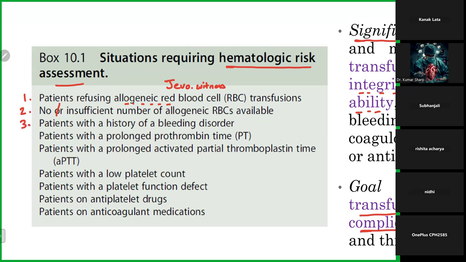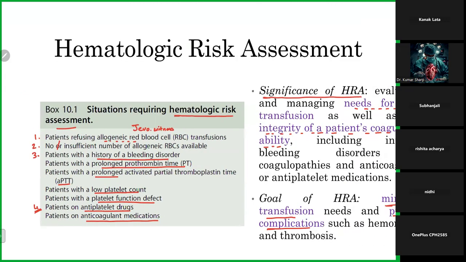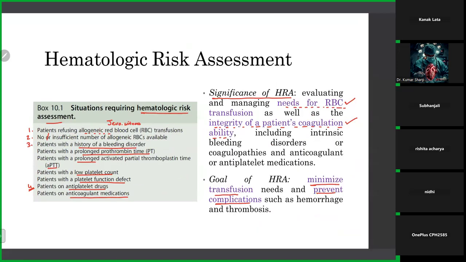Third, patients with a history of bleeding disorder, patients with a prolonged prothrombin time, patients with a prolonged APTT, activated partial thromboplastin time, patients with a low platelet count, a platelet function defect, and today's topic for discussion, which will be antiplatelet drugs or patients on anticoagulant medications. We are not going to discuss the other categories further, but we are going to focus on the antiplatelet and the anticoagulant medications today.